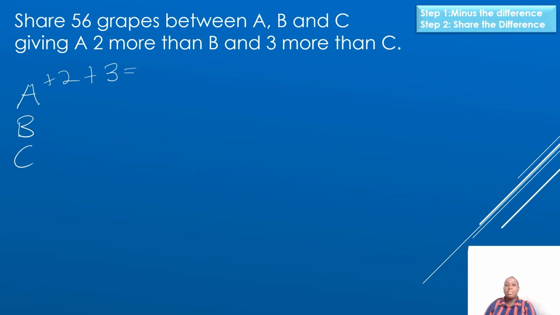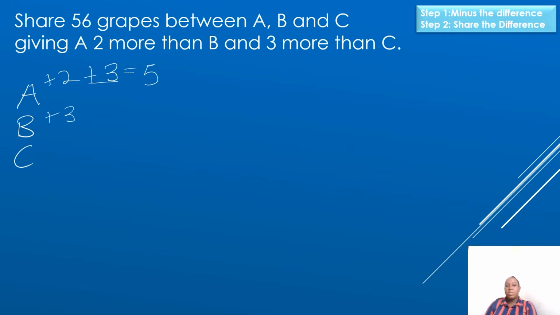So A has to get an additional 5. Are we seeing that? Now we really need to reason here. If A is only getting 2 more than B, then I also need to add 3 here, because as it stands, A would be getting 5 more than B. But I only want A to have 2 more than B.